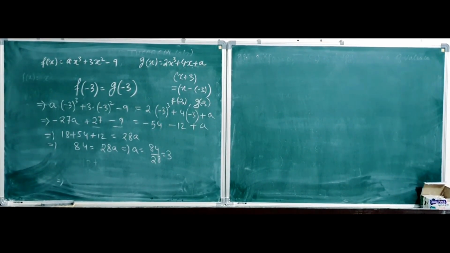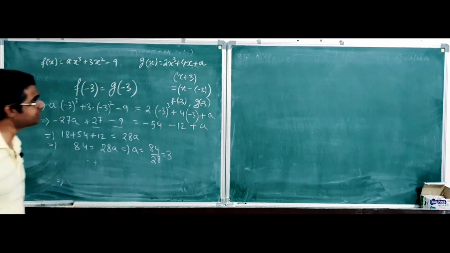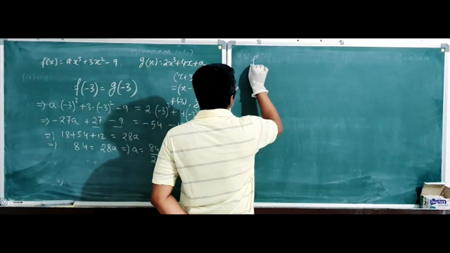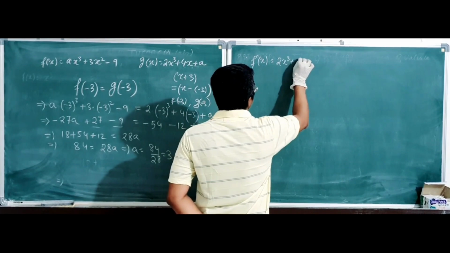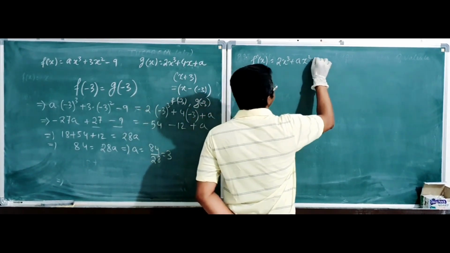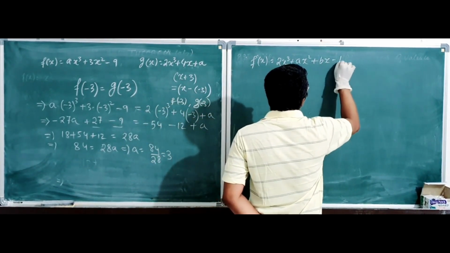Okay. Now there is another problem which you are going to do. It is a little different from this. This was ICSE 2015. Now we'll be doing one problem that came in 2013. 2x cube plus ax square plus bx minus 14. So this is my polynomial.